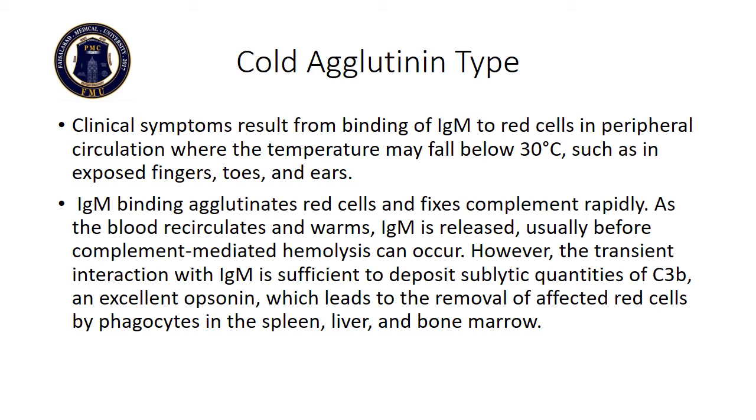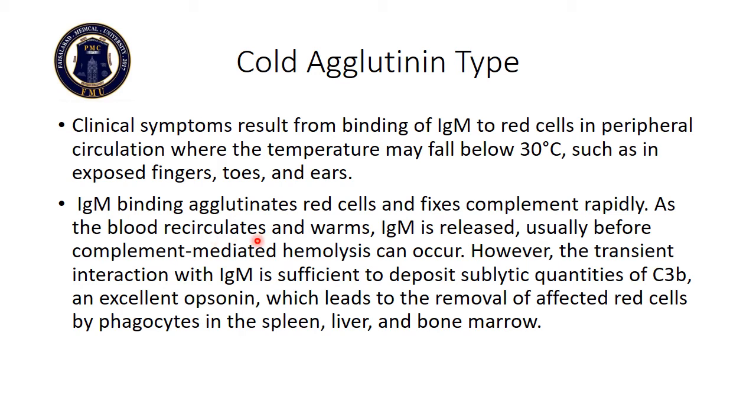Clinical cold agglutinin type: the clinical symptoms occur from binding of IgM antibody to red blood cells in the peripheral circulation, where the temperature may fall below 30 degrees C, such as in the fingers, toes and ears. When IgM binds with the red blood cell, it causes its agglutination and it also fixes the complement system.